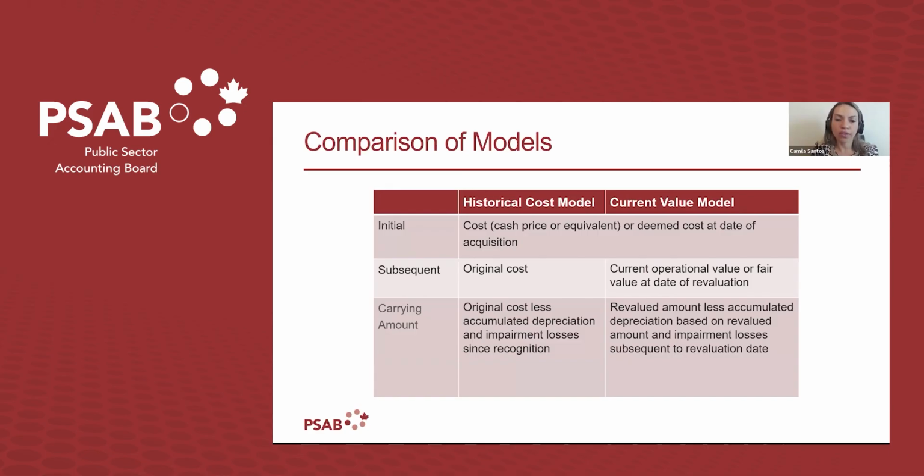While we won't cover the current value model in depth today due to its complexity, it's important to understand some key points. Measurement at current operational value is for operational assets and fair value is for financial assets. The carrying amount is calculated as revalued amount minus subsequent depreciation and impairment losses. Depreciation is based on the revalued amount at the date of revaluation.